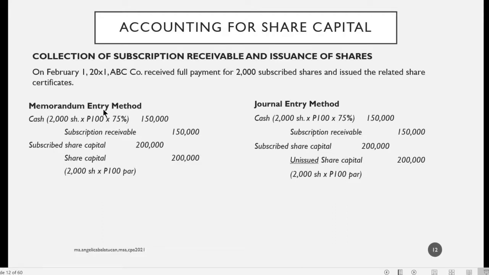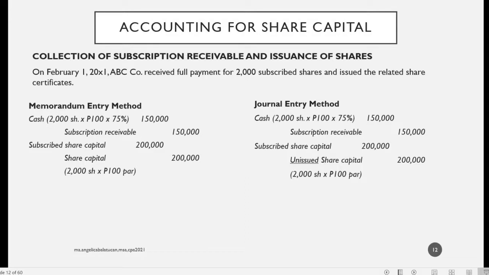Ganun 75% man siya, ma'am? Because di ba, the 25% was already paid. So, 75% na lang ang wala mabayari. So, that would be 150,000, and credit subscription receivable, 150,000. Next is we close the subscribed share capital because the 2,000 shares are fully paid. So we credit now the share capital.